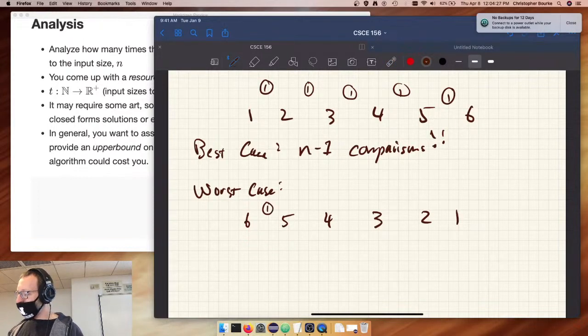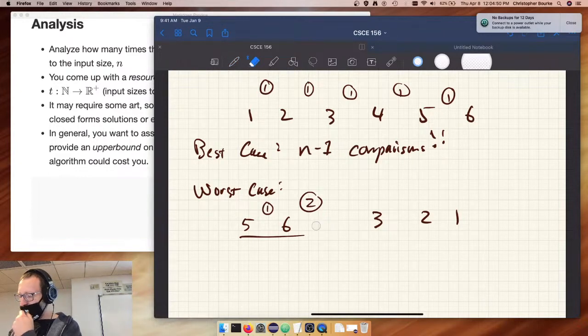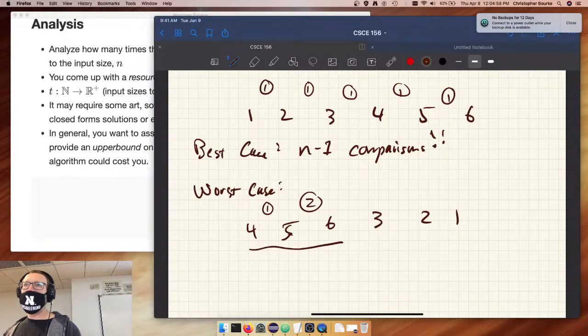Okay. Now I will erase these and put them in order. This has now been sorted. 4. Oops. 4, I make one comparison to see that it needs to be before 6. I make 2 comparisons to see that it needs to be before 5. So, 2 comparisons there. Okay? And we end up with 4, 5, and 6. And this is now sorted. Hopefully you start to see the pattern emerging here. But if not, let's go with one more iteration.